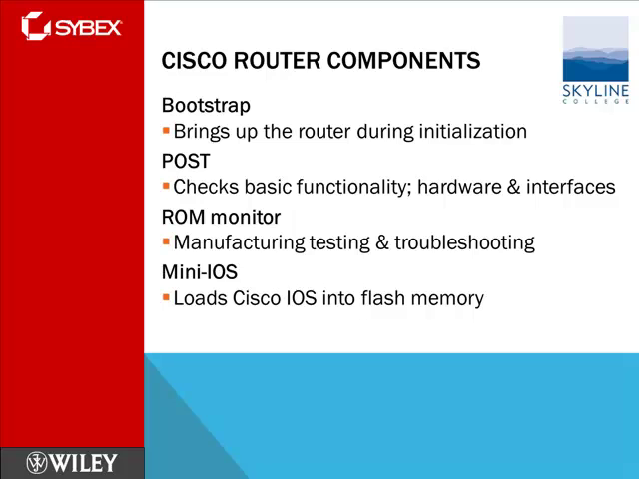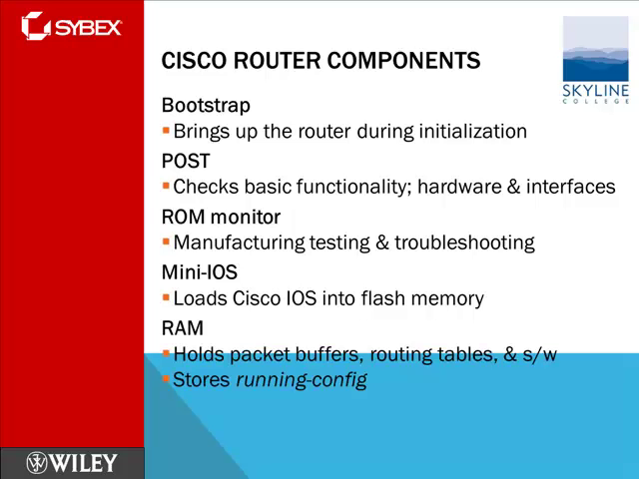So it's a big deal. Mini iOS loads the Cisco iOS into flash memory. Flash memory is where we would expect to find the iOS. It's called flash. If you do a DIR, a directory of flash, show flash, what it does is shows you the files that are in flash memory.